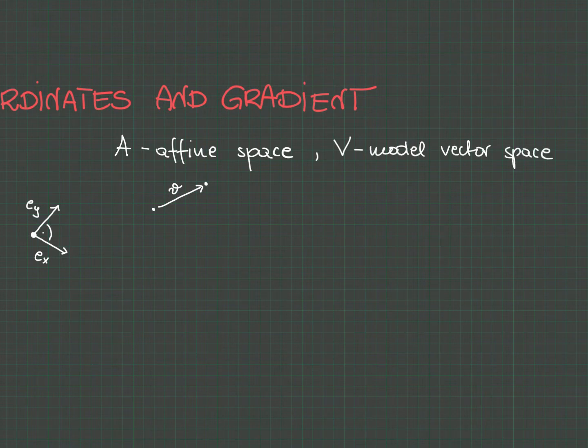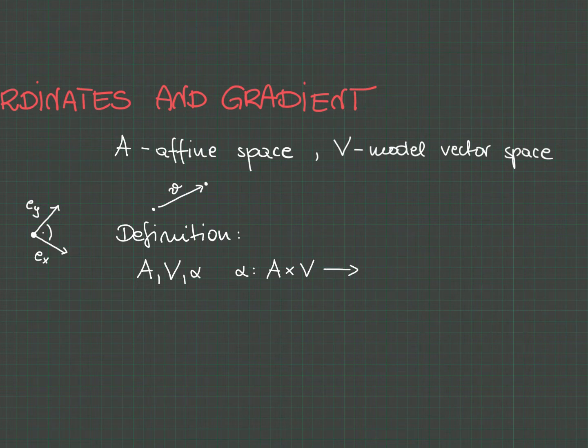To be mathematically precise, let me write a definition. What is an affine space? An affine space is a set together with a vector space and together with a certain operation. The operation acts from pairs of a point in the set and a vector and gives us another point in the set, and there are certain conditions.